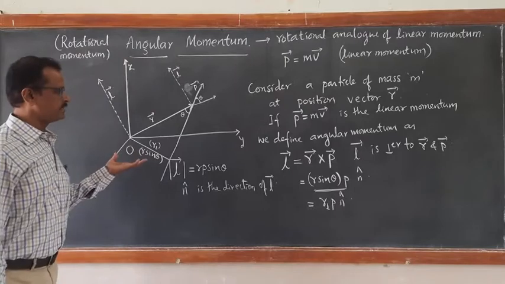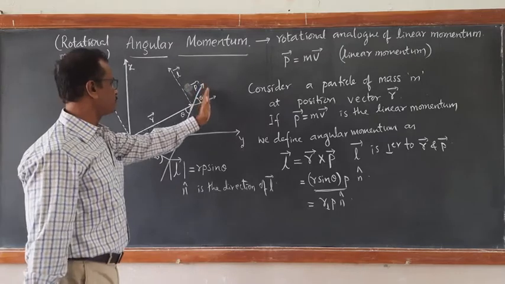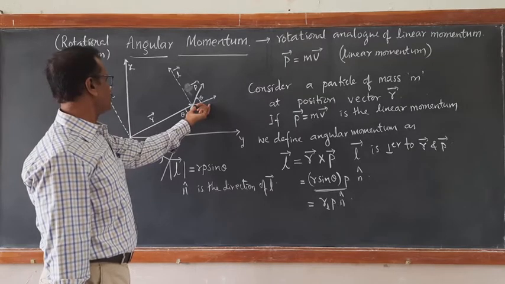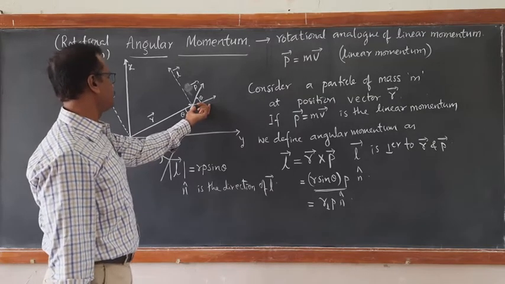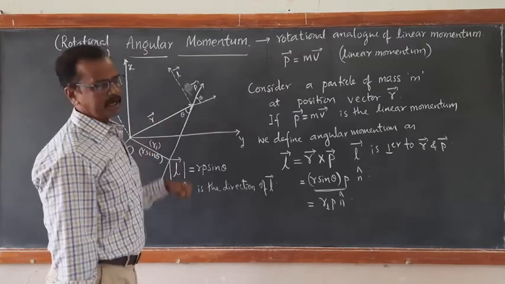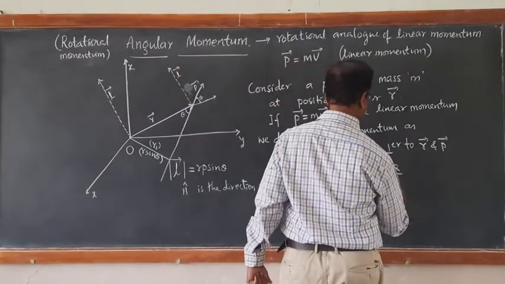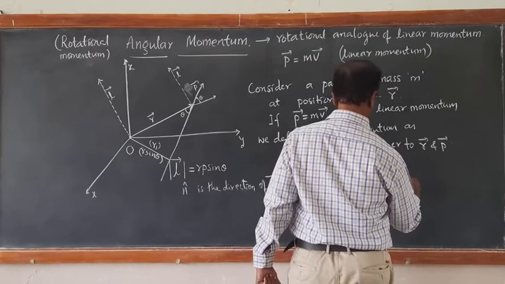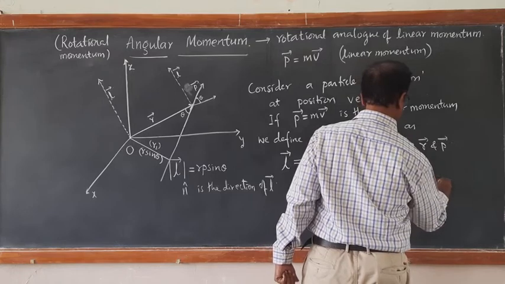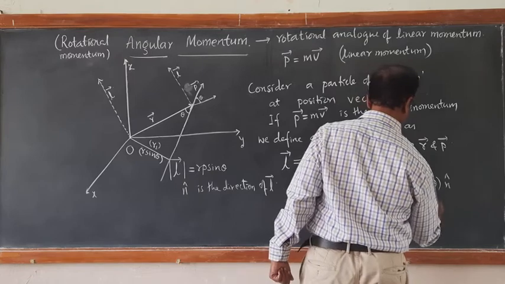Another option is to draw a perpendicular from the p vector on r. If you draw the perpendicular from p on r, that becomes p sin theta. So p sin theta into the magnitude of r gives you the same angular momentum. So angular momentum L equal to r cross p can also be written as r p sin theta into n cap. That means r into p perpendicular.